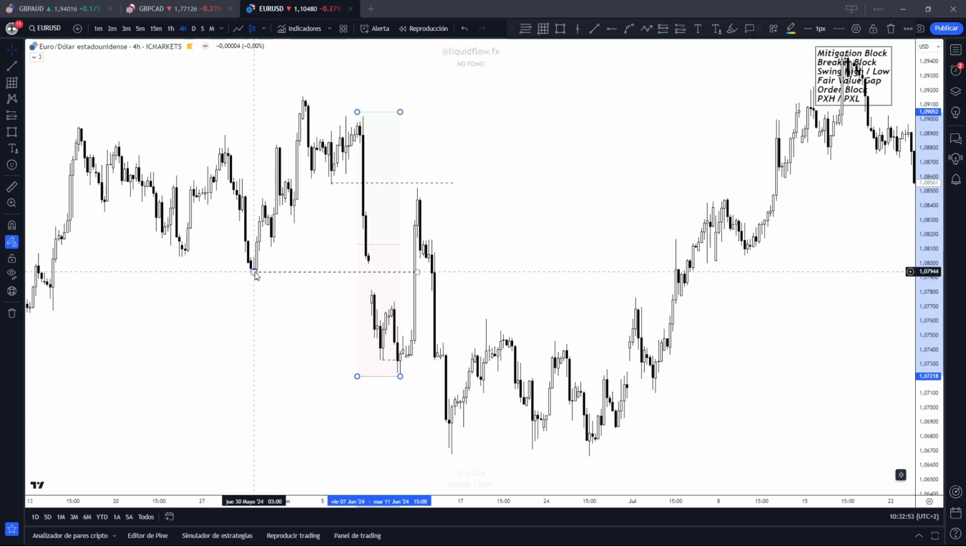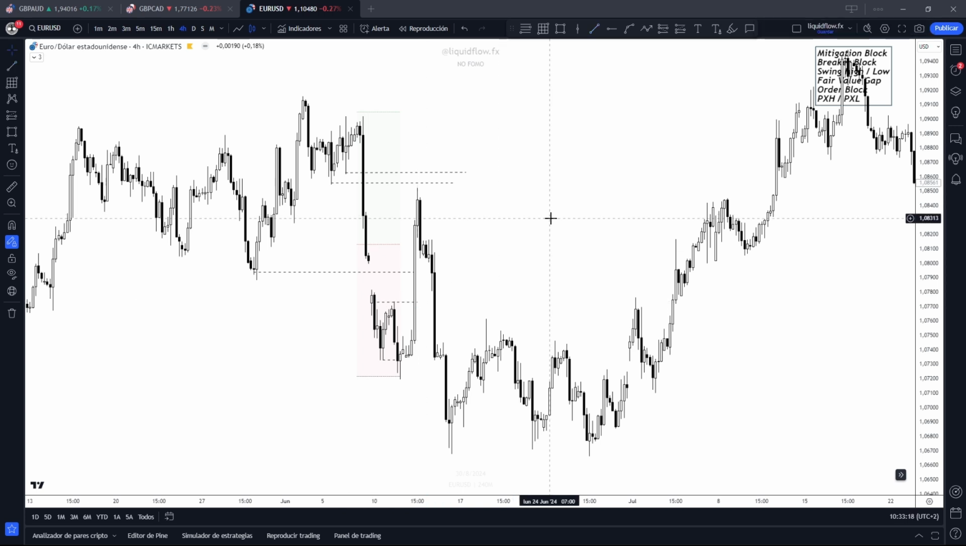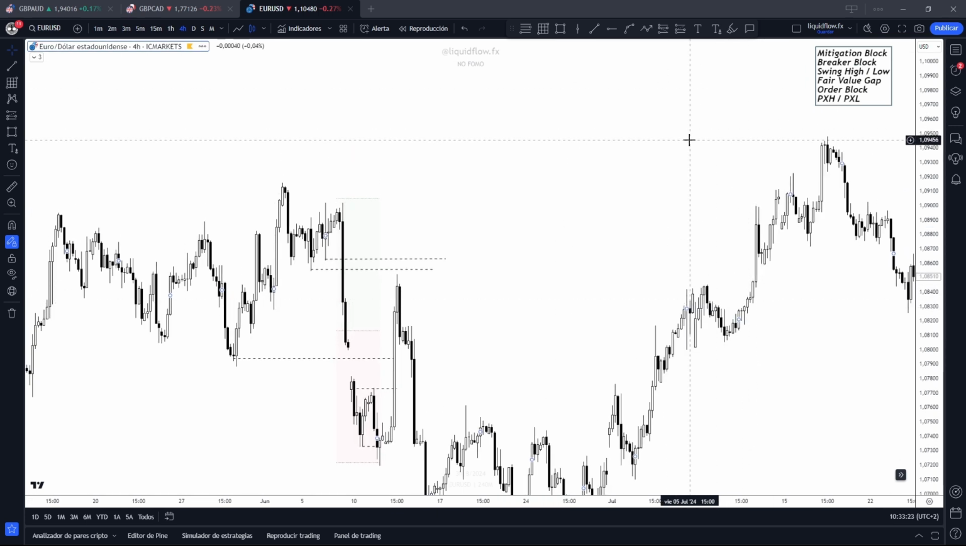I have a mitigation block, I have a break block here, and I have my order block here, those candles. And that's how I mark it. And now I know after that swing high, in this case, I will sweep that liquidity. And now we go over the last point, not the last, but the one previous to the last, and for me the most important one, the fair value gap.